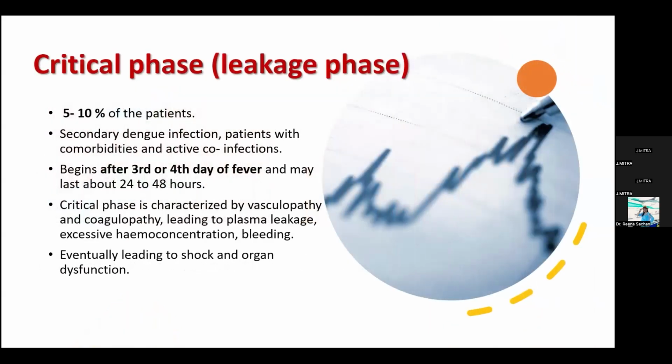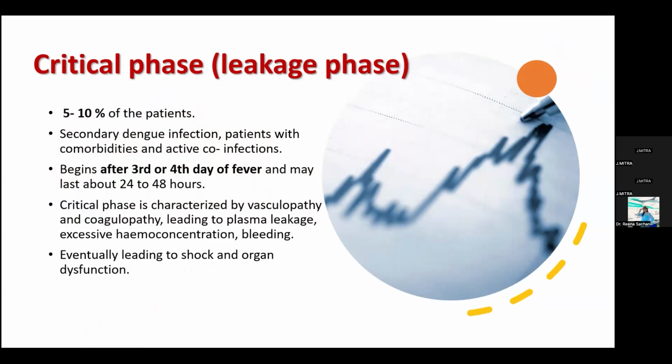The second phase is the critical phase, also called the leakage phase, and this phase occurs in 5 to 10% of all dengue patients, and is seen mostly in secondary dengue infections. Secondary dengue infection means that once the patient has been infected with dengue, the patient is infected again, maybe by a different serotype. The critical phase is quite common in patients with comorbidities and active co-infections as well.